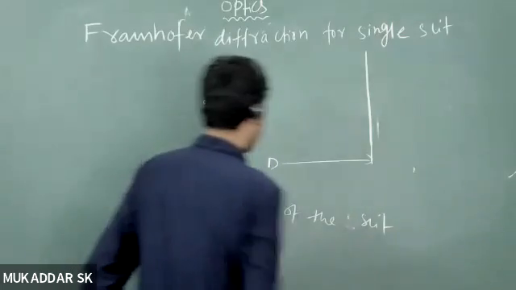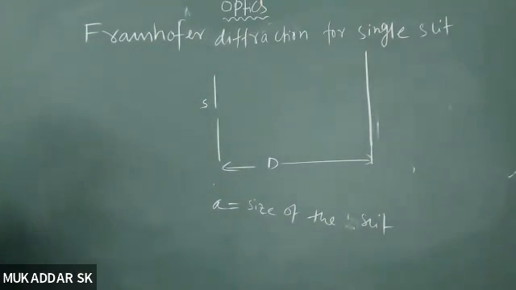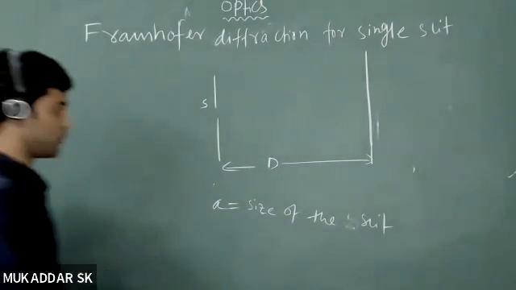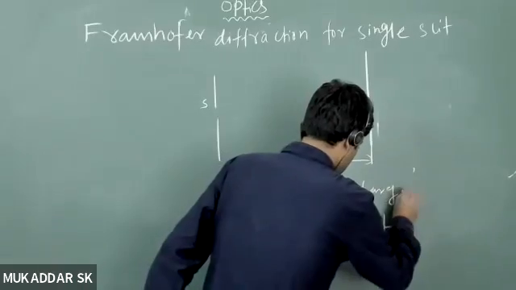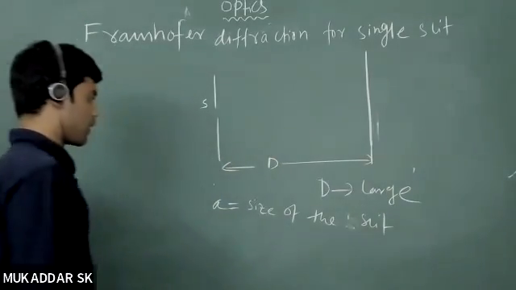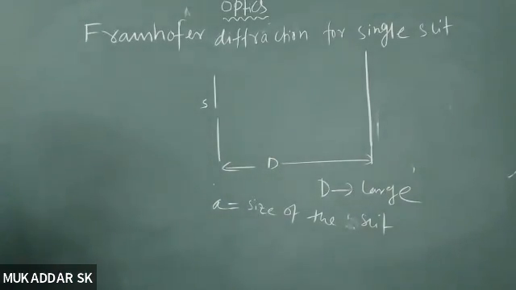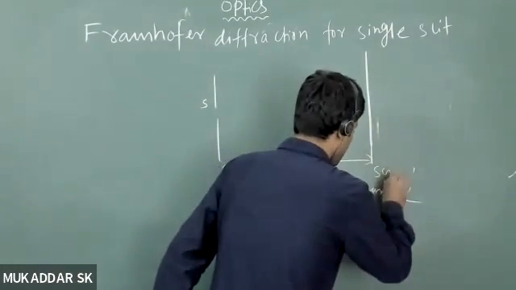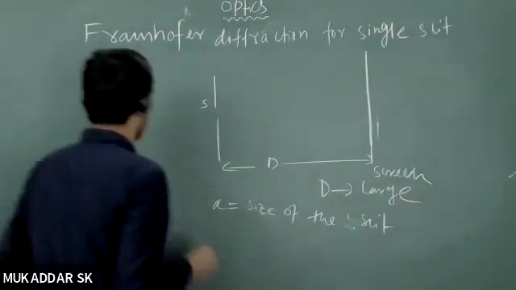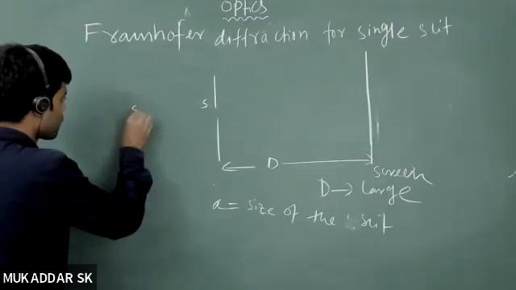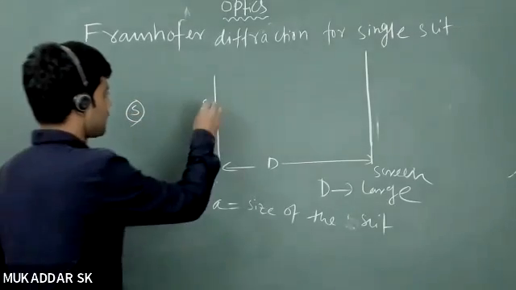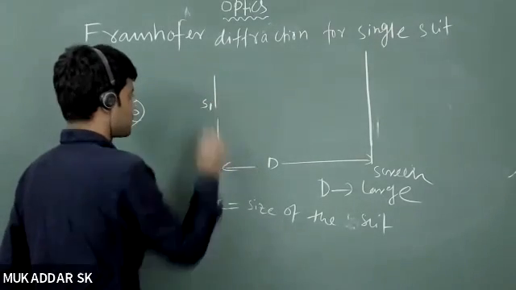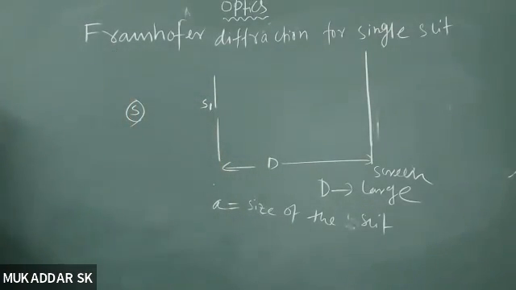And also, to get a good diffraction pattern, D should be large. To get a good diffraction pattern, the separation between the slit and the screen, this is your screen, should be large. Then you have a source of light here. So this is your source of light. Let us define this as S1 because the symbol S is the same.